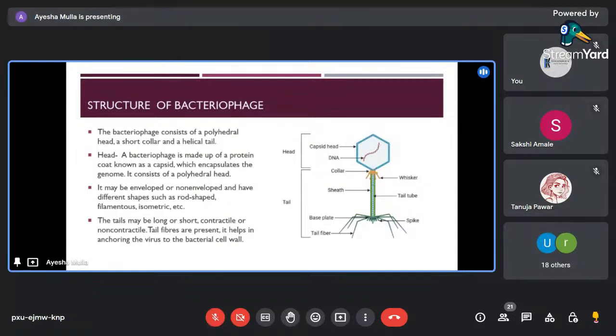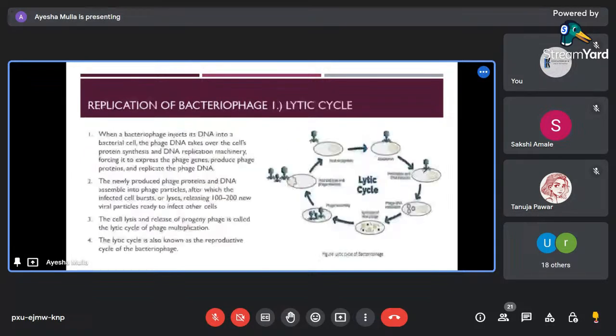The head may be enveloped or non-enveloped, which means enveloped viruses have a phospholipid membrane outside the capsid, whereas non-enveloped viruses do not have a phospholipid membrane. The collar and whiskers help to attach six long tail fibers to the phage particle during virus assembly, and the tail fibers help in attachment of the virus particle to the bacterial cell wall.